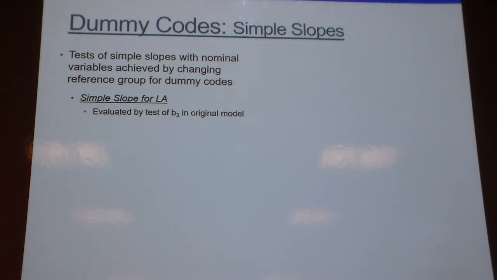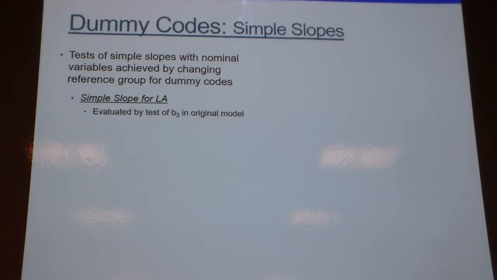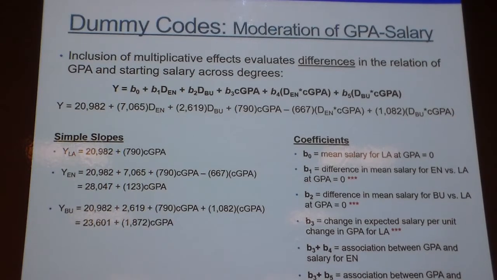Looking at my simple slopes or testing in SPSS, simple slopes for liberal arts is easy, right? This is just the coefficient for GPA. If I run this model in SPSS, my coefficient for GPA is my simple slope for liberal arts majors. But if I want to test the statistical significance of these, I can get the slopes by hand, but I can't get the significance tests in my base model.